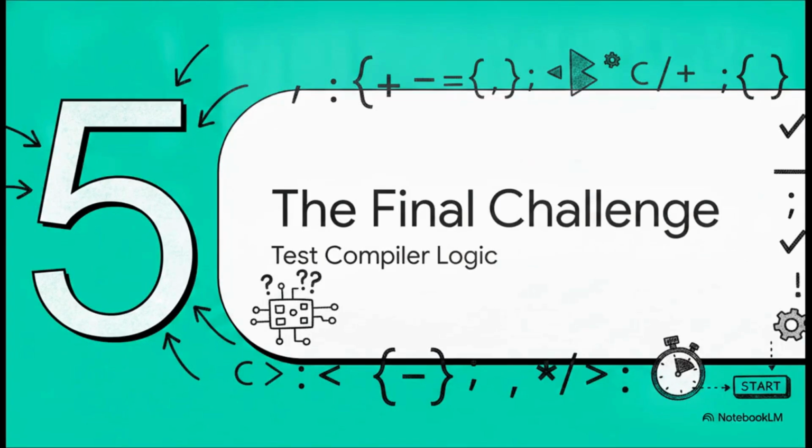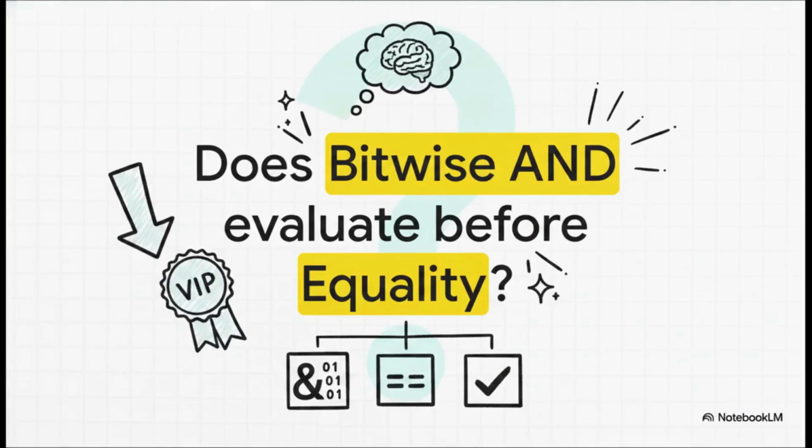Finally, Section 5, the final challenge. Test your compiler logic. Now that we've decoded the rulebook and seen it in action, it's your turn to put this framework to the test. Based on the hierarchy we just went over, how does the compiler evaluate an expression that mixes a bitwise AND with an equality operator? Who wins that precedence battle? And can you successfully trace the final result? Think back to our middle tier VIP list. I'm going to leave you to ponder that puzzle.